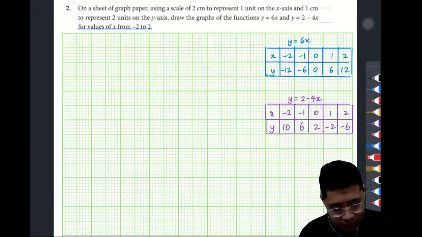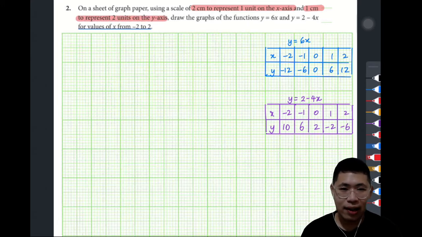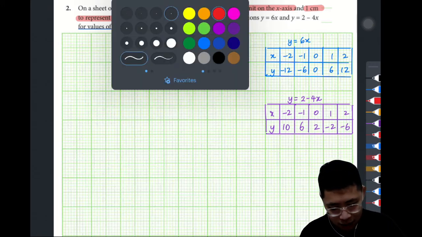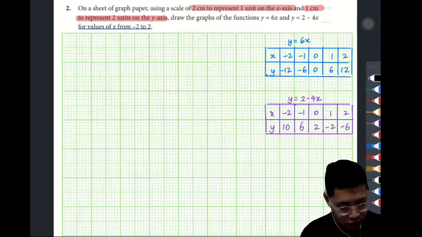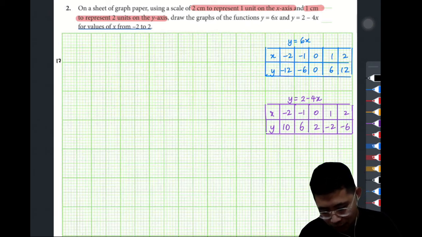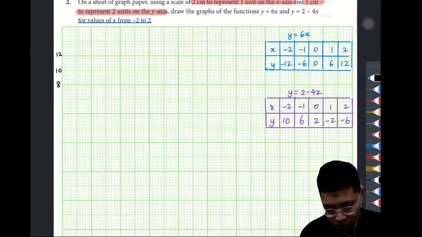Okay, the scale is 2 cm to represent 1 unit on the x-axis, and also 1 cm to represent 2 units on the y-axis. So 2 cm for x and 1 cm for 2 units on y. So let us do the vertical one first. My maximum is 12, minimum is -12. So every 1 cm, I'm going to go 2 units.